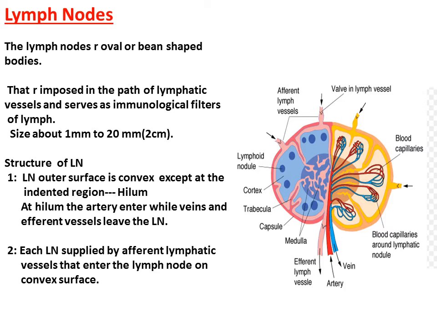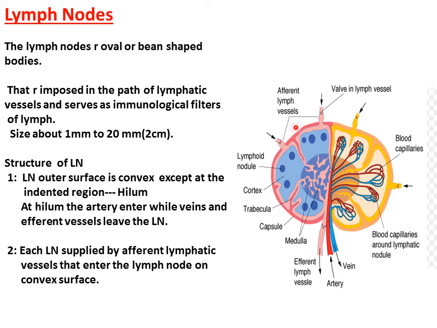is convex except at the indent region, the hilum, and this is the capsule of the lymph node. You can see here the indent region of the lymph node is the hilum, where the vessels, artery and vein, enter and leave the lymph node, and the efferent lymphatic vessels. At the hilum, the artery enters while the vein and the efferent vessel leave the lymph node. Each lymph node is supplied by the afferent lymphatic vessels that enter the lymph node on the convex surface.